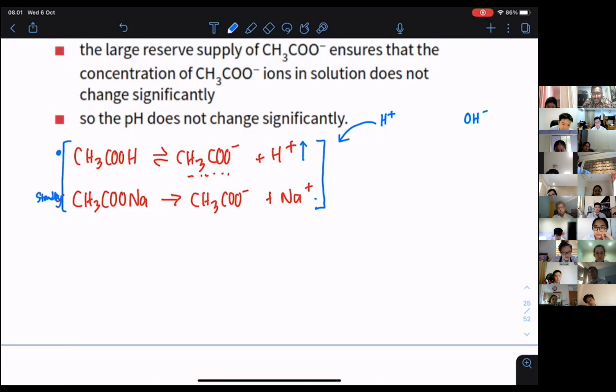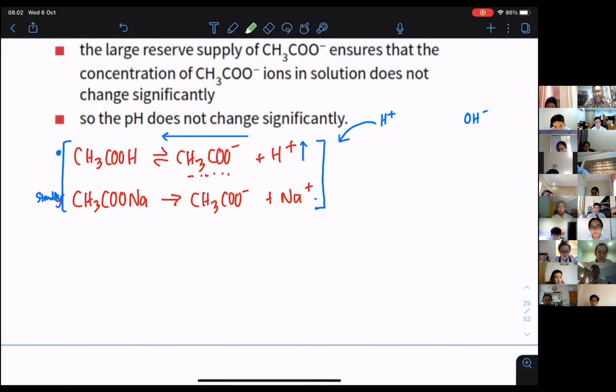To the left. Yeah, to the left. So they will actually move to the left and they will try to form. Okay, in this case, I will show you certain things. When they move to the left, what do you expect? Of course, the H plus is being removed, which is good news.